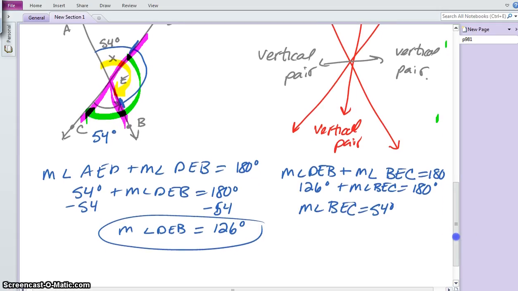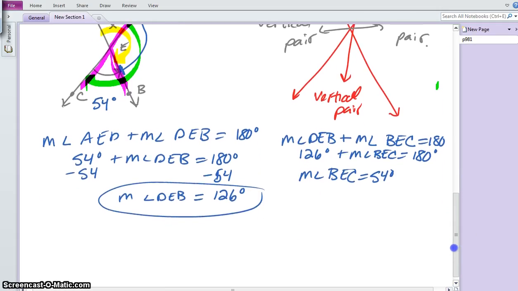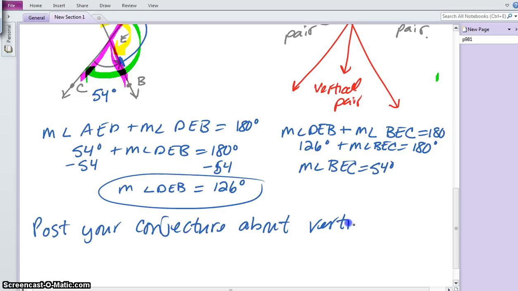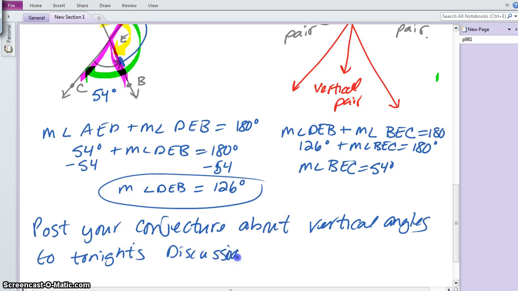So we're going to write a conjecture about vertical angles. I'm going to ask you to post your conjecture about vertical angles to tonight's discussion board. The text asks you to start with vertical angles, and that's what I'll ask you to do on the discussion board.